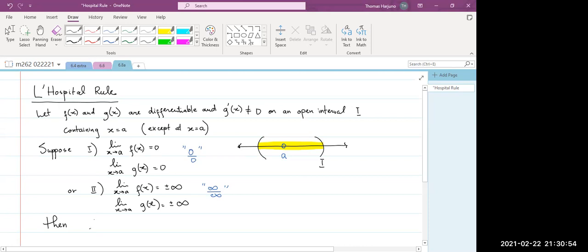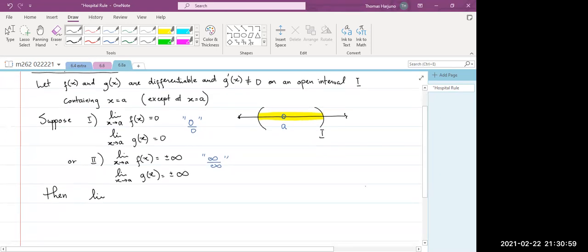Then the limit as x approaches a of the quotient is equal to the limit as x approaches a of the quotient of the derivatives. So you do the derivative on the top and the derivative at the bottom.